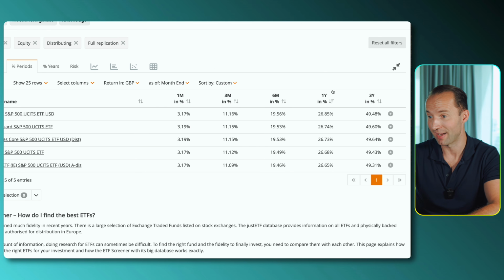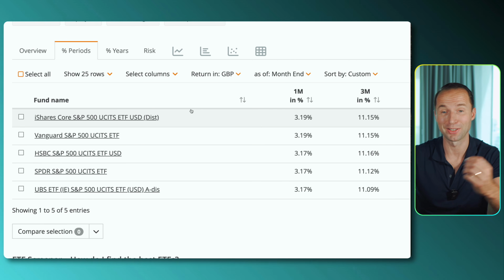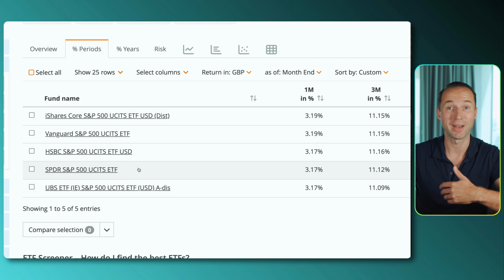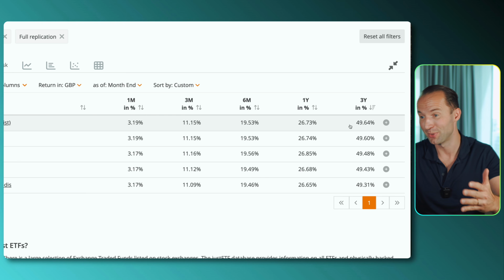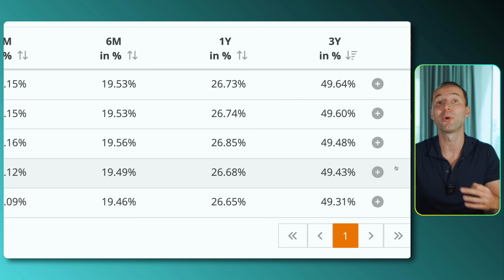Let's go over to periods to have an even longer period of up to 3 years. Now, all of a sudden, we have the iShares at the top, which is from BlackRock. And then we have the Vanguard number 2. And the one I bought is only number 4. You can see here quite a bit of deviation in terms of total percentages. While the first one returned 49.64, mine in this case only returned 49.43.